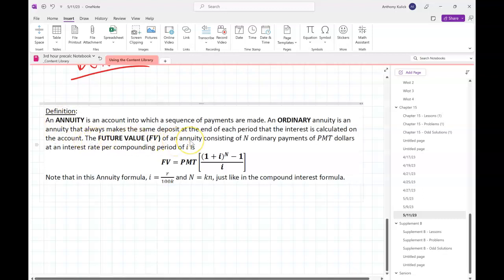The future value of an annuity consisting of n ordinary payments of PMT dollars at an interest rate per compounding period of I is FV equals PMT times the quantity (1 plus I)^n minus 1, all over I, where I is R over 100K. So R is the interest rate, K is the number of compounds, and cap N is just K times n. Again, K is the number of compounds, and lowercase n is the time.